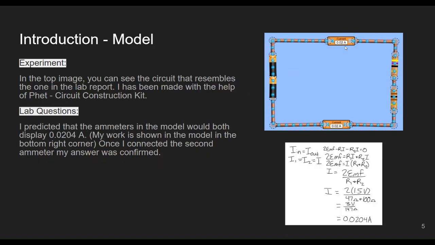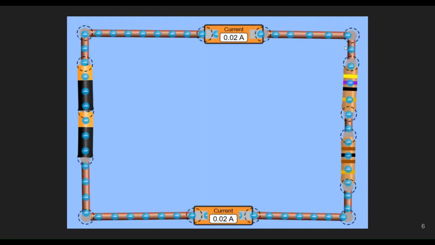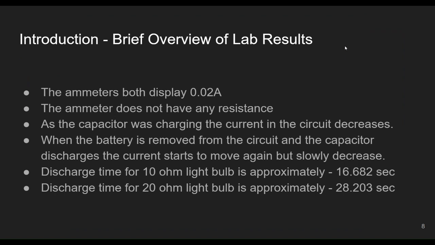In our first model, in the top right-hand corner, you can see the circuit that resembles the one that we all did in the lab report. I made it with the PhET circuit construction kit. I predicted that the ammeters at the top would both display 0.0204, and once I connected the second ammeter, my answer was confirmed. Here's an image. So basically, a brief overview of the lab results is that the ammeters both display 0.02 amps.